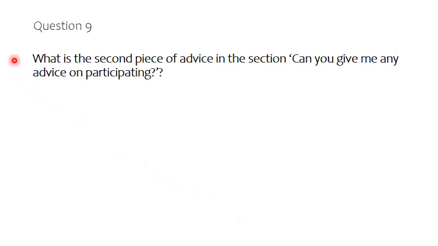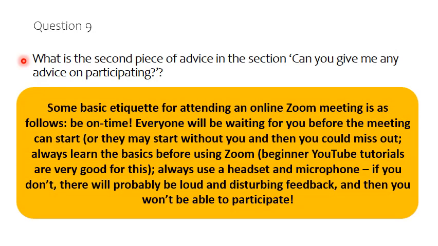Question 9. What is the second piece of advice in the section, can you give me any advice on participating? Here's the text. So, it introduces that they're going to talk about etiquette, and there's a colon telling us they are beginning a list. So, the first piece of advice is here, to be on time. Now, we need to find what is the second piece of advice. Now, don't just look at the next sentence, because this sentence is still talking about being on time. We need to find the semicolon, which is at the end of the third sentence, and then our second piece of advice begins here. Always learn the basics before using Zoom. That's the answer there.